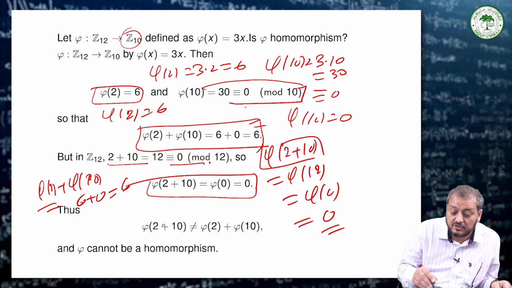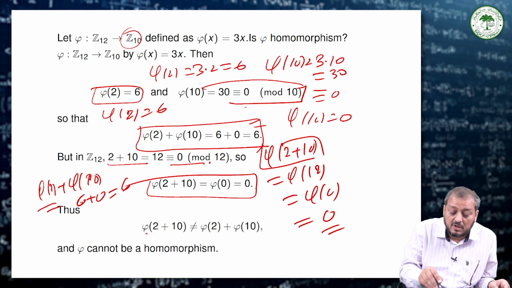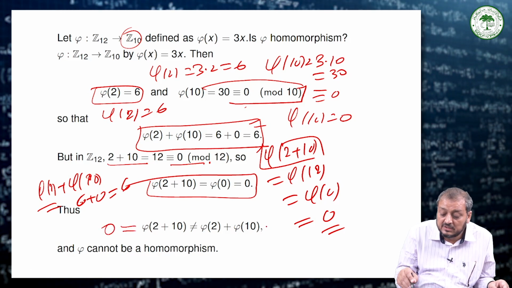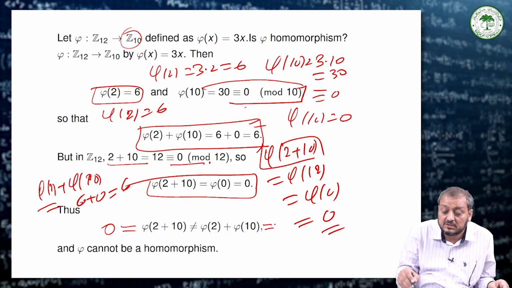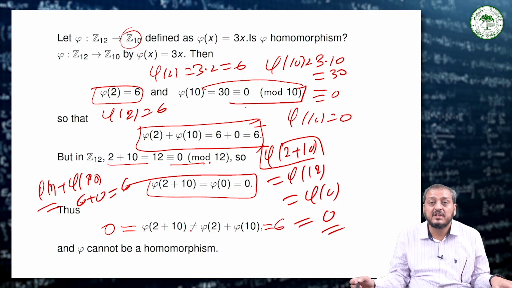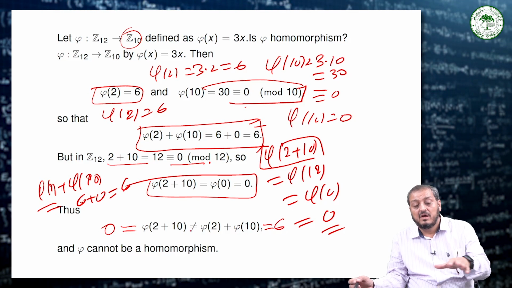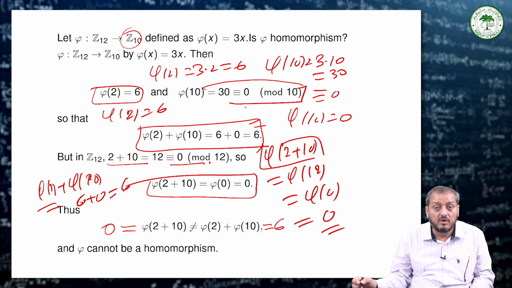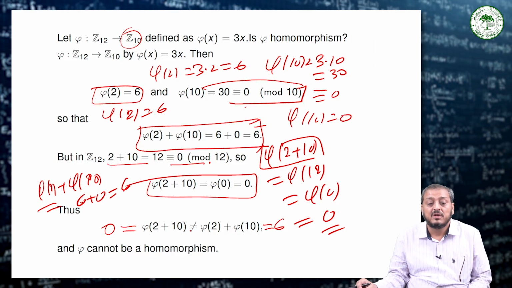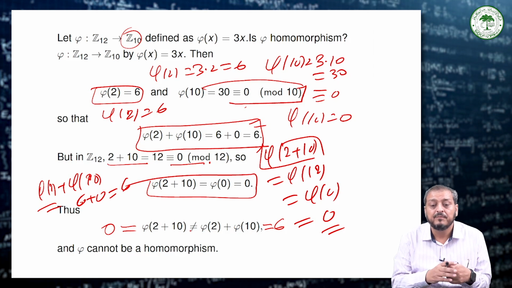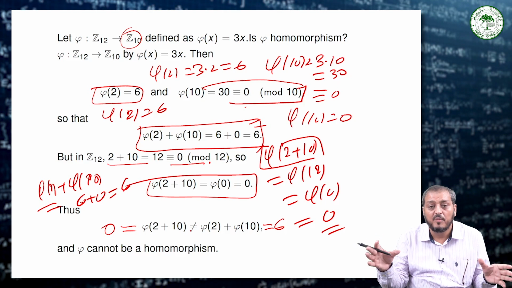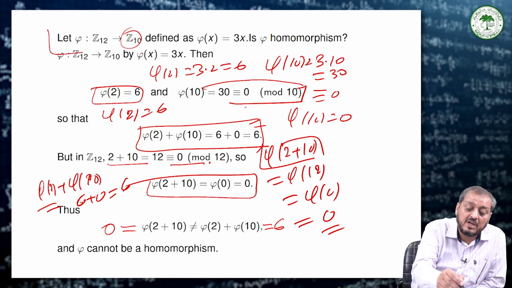So clearly phi of 2 plus 10 is equal to 0, and phi of 2 plus phi of 10 is equal to 6, so 0 is not equal to 6. So we can simply say that in this case this does not satisfy the condition of homomorphism. So we can say that this phi cannot be a homomorphism.